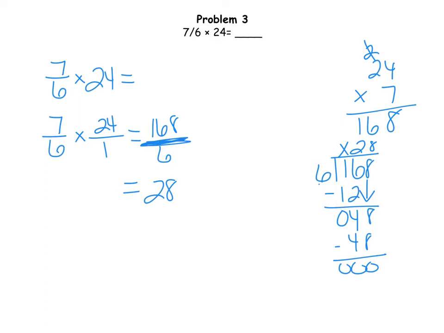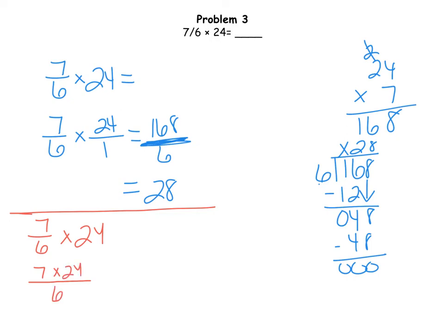Another way we can solve it. So we always start with what we know. We have 7/6 times 24. Well, I can rewrite this as 7 times 24, my numerator, over 6, because 24 over 1 is 1, so 6 times 1 is 6, so I'm not changing my value by getting rid of that 1 in the denominator.